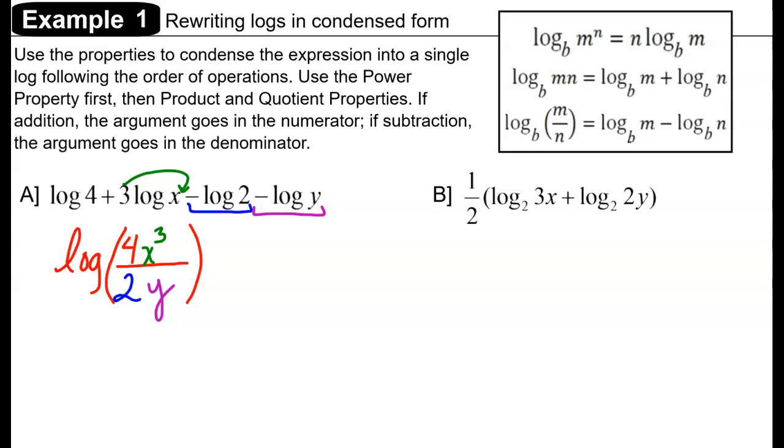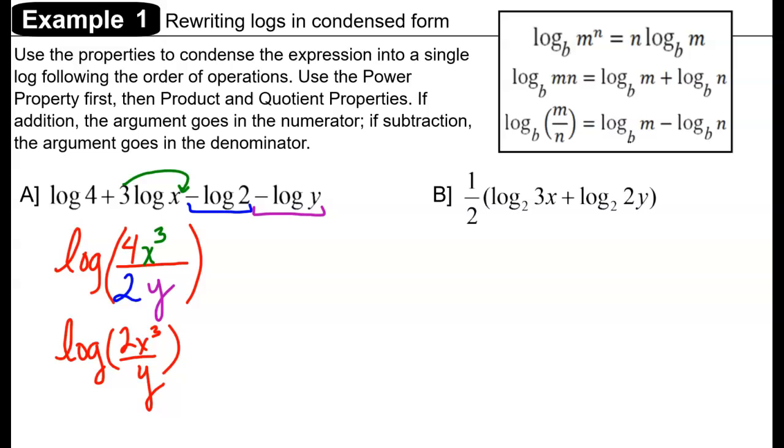Okay, then we can reduce 4 and 2, cancel and leave a 2 in the numerator. So the simplified form would be the common log of the quantity 2x cubed divided by y.